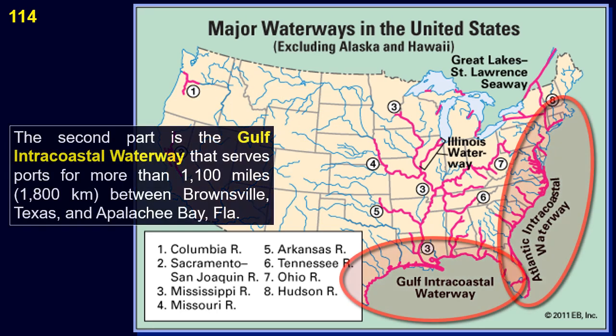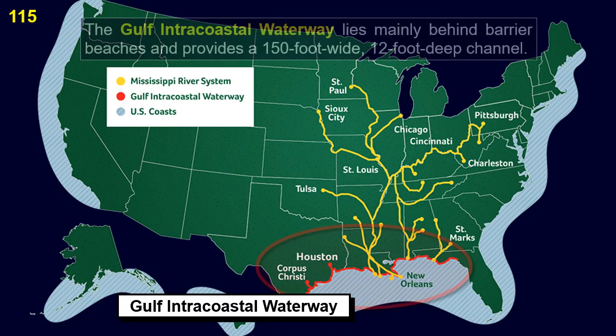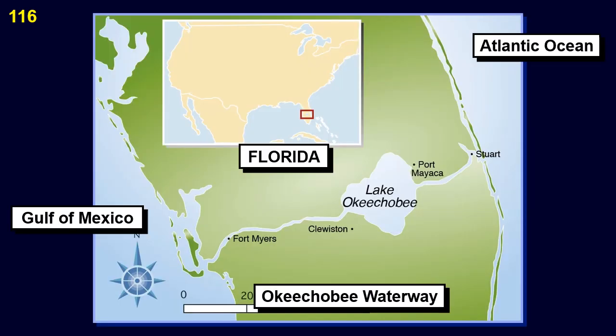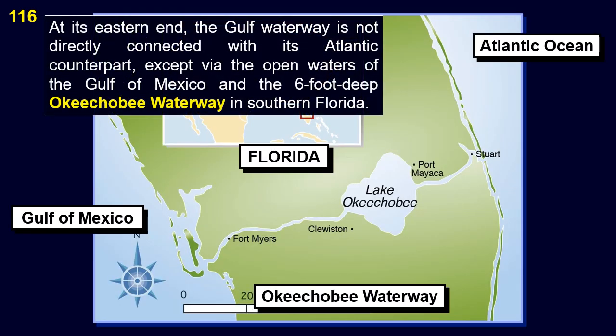The second part is the Gulf Intracoastal Waterway that serves ports for more than 1,100 miles between Brownsville, Texas, and Apalachee Bay, Florida. The Gulf Intracoastal Waterway lies mainly behind barrier beaches and provides a 150-foot wide, 12-foot deep channel. At its eastern end, the waterway is not directly connected with its Atlantic counterpart, except via the open waters of the Gulf of Mexico and the 6-foot deep Okeechobee Waterway in southern Florida.